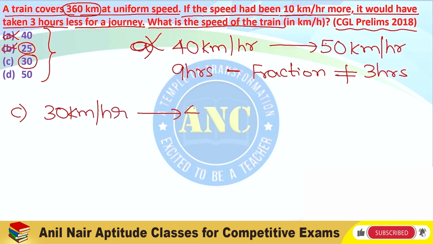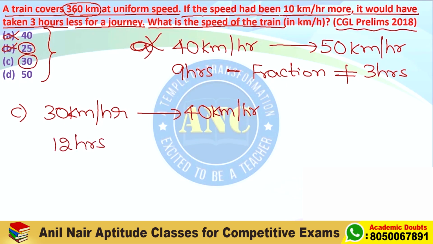The speed now is increased by 10. It becomes 40 kilometers per hour. 360 divided by 30, it is 12 hours it was taking. 360 divided by 40, it is 9 hours. So earlier it was taking 12 hours. Now it is taking 9 hours.